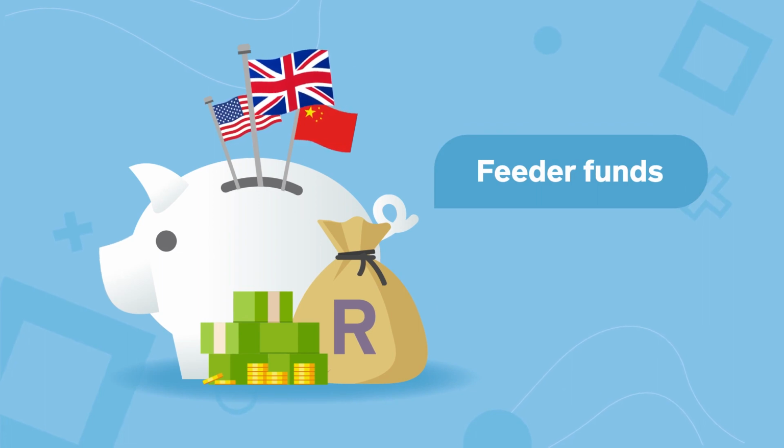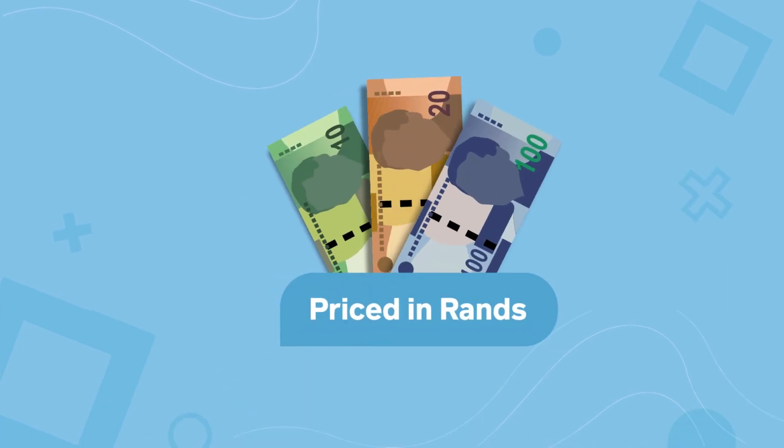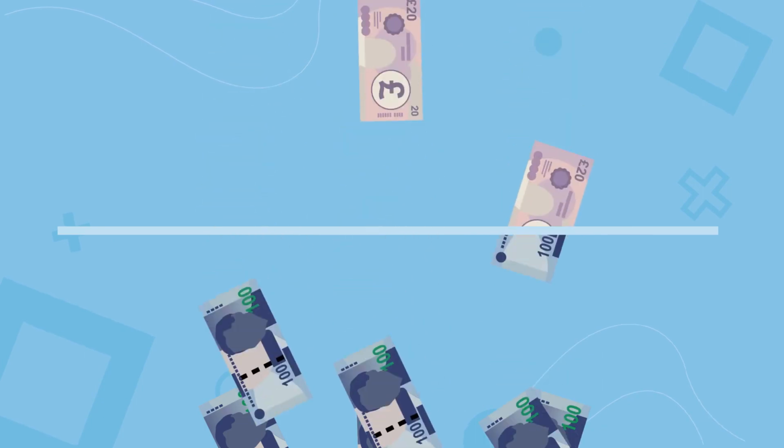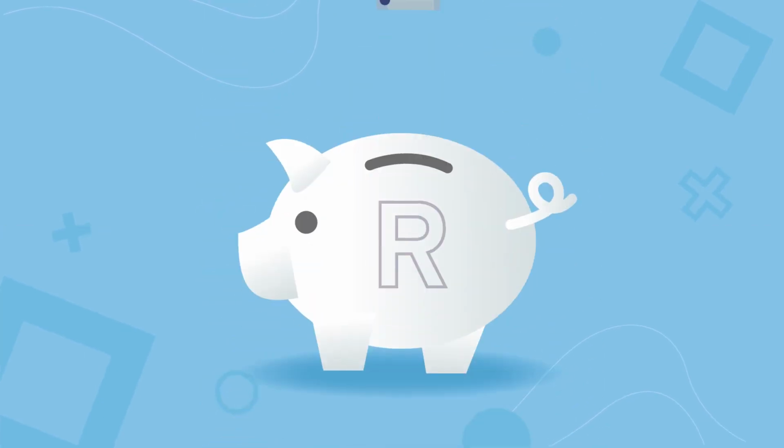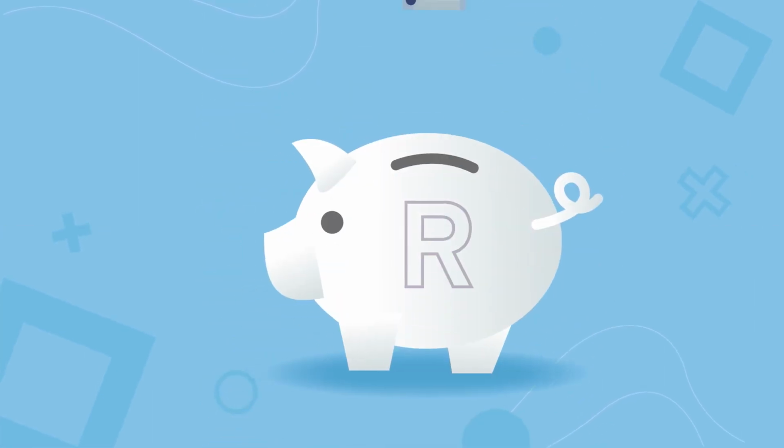Many investment managers, such as M&G Investments, have established rand-denominated funds that invest in their foreign domiciled equivalents. These funds are referred to as feeder funds, and you will likely see the word feeder in the fund name. All rand-denominated funds are priced in rands, and when you sell units, your money will be converted back into rands and paid directly into your local bank account.